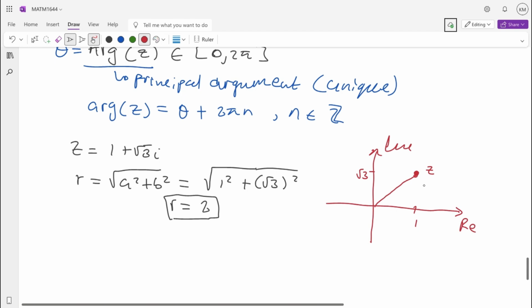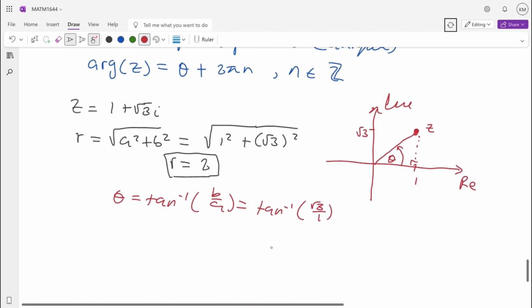Now we can construct our right angle triangle. Since theta is measured from the positive real axis, it's going to be an angle right there. If it is in the first quadrant, then we can find theta to be just arctan of b over a. B is root 3, so root 3 over 1. We're looking for arctan of root 3. Arctan of root 3 is pi over 3. So theta is pi over 3.